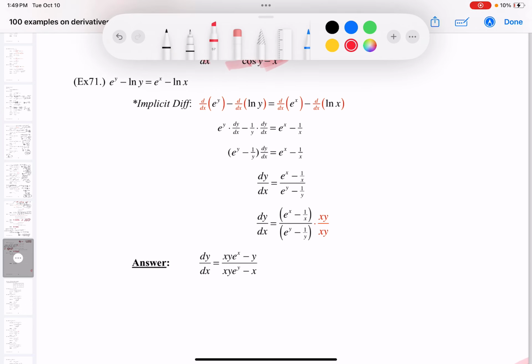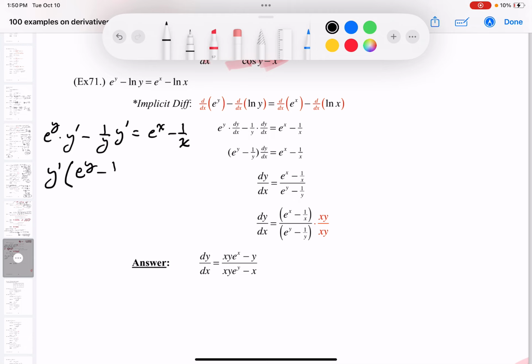All right? So let's put this one down now, 71. And let's write it down one step at a time. So e to the y, that's derivative, e to the y. Then the derivative of y is 1, so it's going to be y prime minus 1 over y prime, equals e to the x minus 1 over x. And again, it's dx dx. And I'll write that down. Y prime comes out, and we're left with e to the y minus 1 over y, e to the x minus 1 over x.